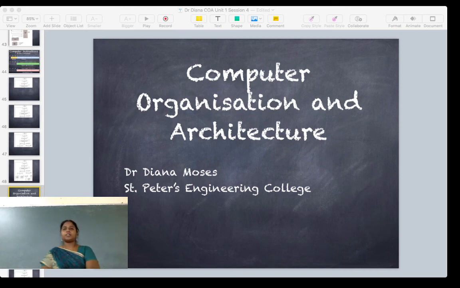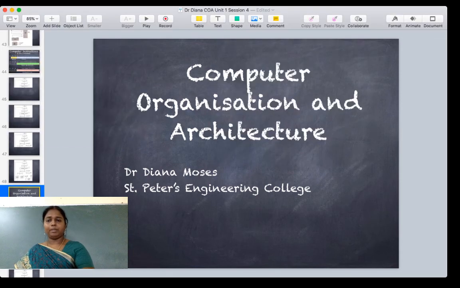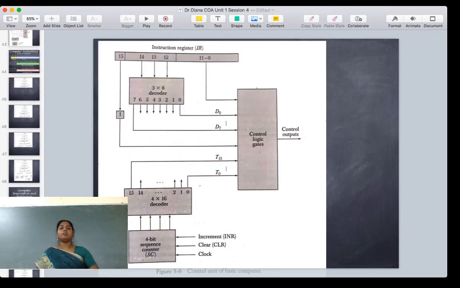A hardwired control system is what we are trying to develop, and we have seen a primitive design of the hardwired unit where we take an external clock signal, and use a sequence generator and a decoder to generate timing signals T0 to T15. Then we divide the instruction register into parts, and the opcode part is given to another decoding circuit that generates signals D0 to D7. Based on these values, I am going to generate some control outputs.